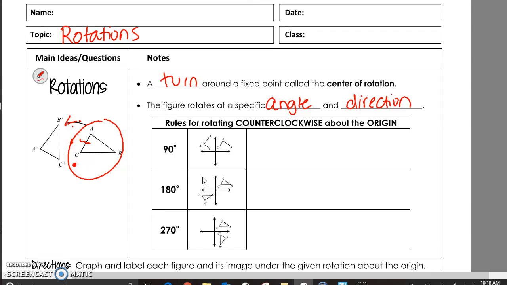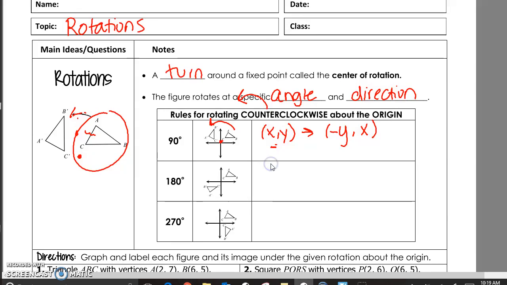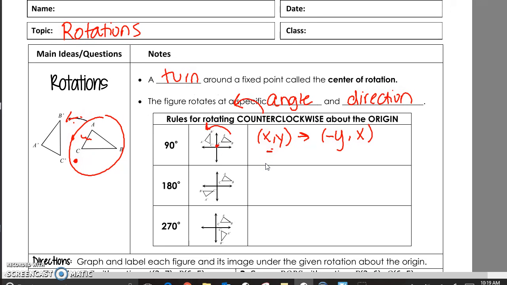So the rules for rotating counterclockwise, so that's going backwards, about the origin. The origin is going to be our center of rotation. So if we're rotating back 90 degrees and our original point is x, y, the new point is going to be negative y, x. So you'll end up switching these. And the y will become the opposite sign, and we'll explain.